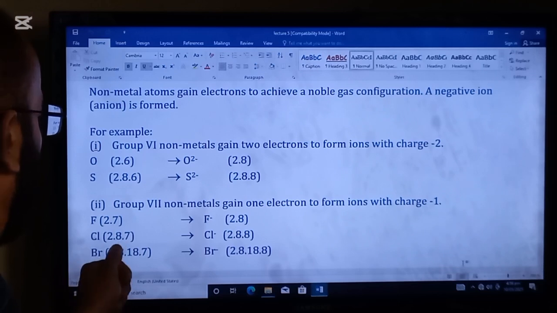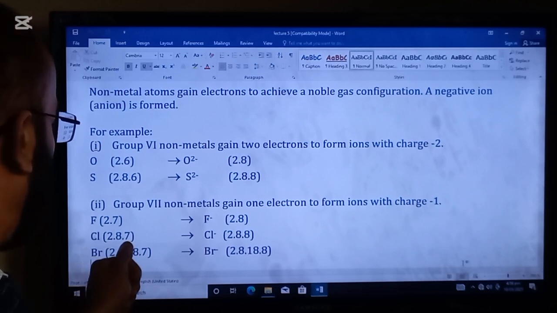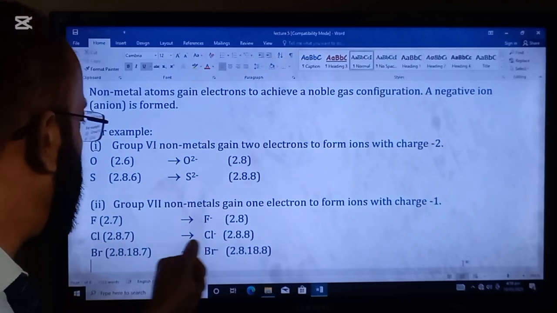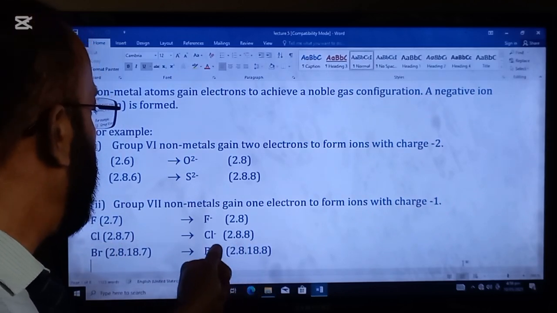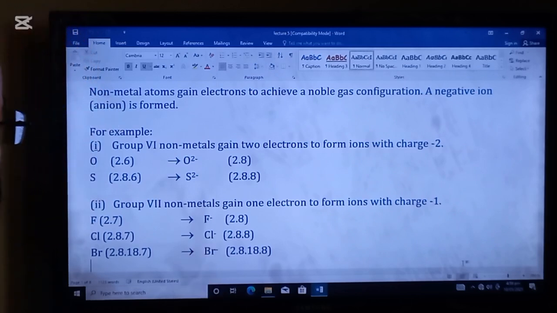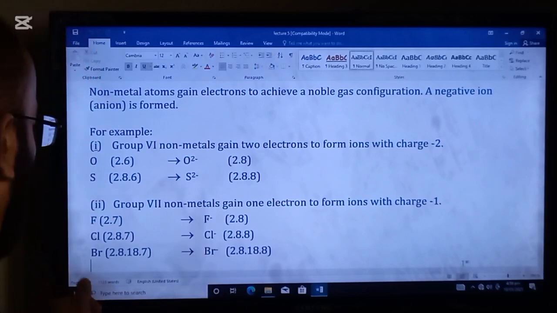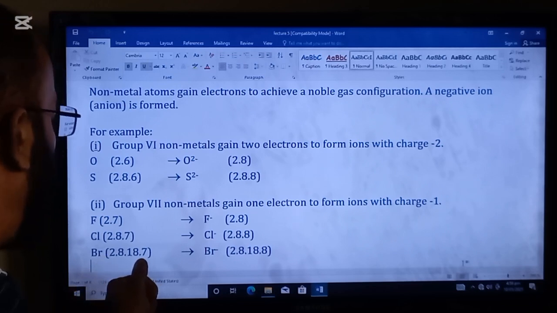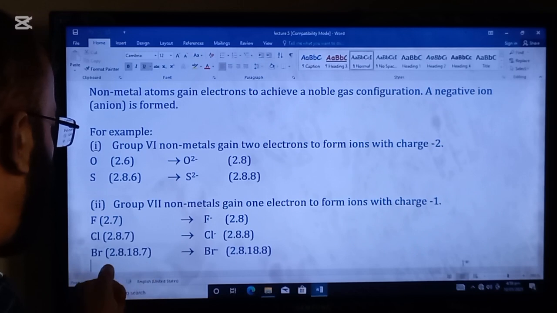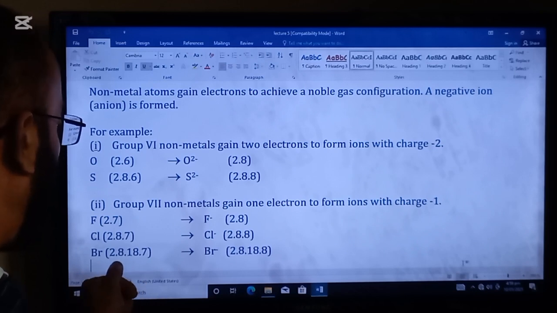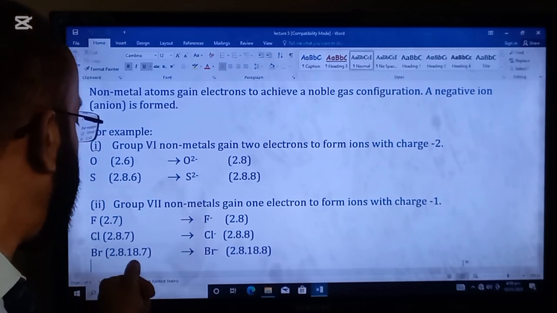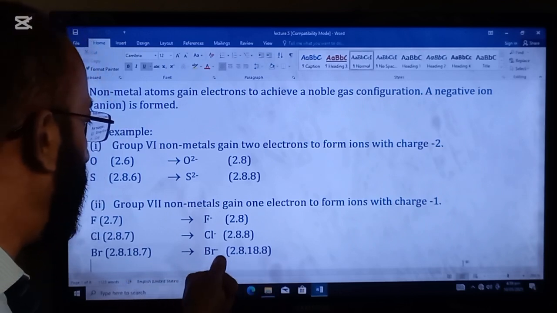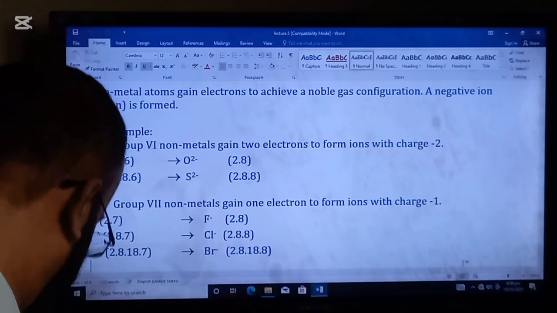Chlorine's original electron configuration is 2,8,7, and it will gain 1 electron to get the noble gas configuration. Electron configuration will be 2,8,8, but it will have -1 charge now. Bromine's electron configuration is 2,8,18,7, and it will gain 1 electron to get noble gas configuration. Now the electron configuration will be 2,8,18,8. But because of gaining 1 electron, it will get charge -1.